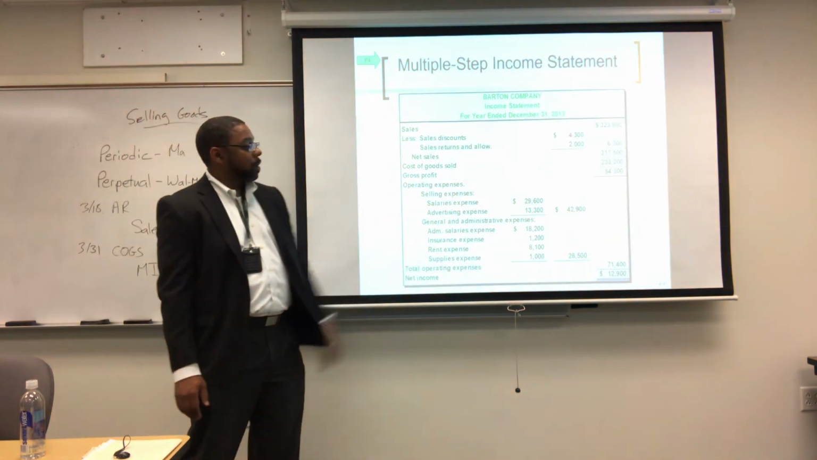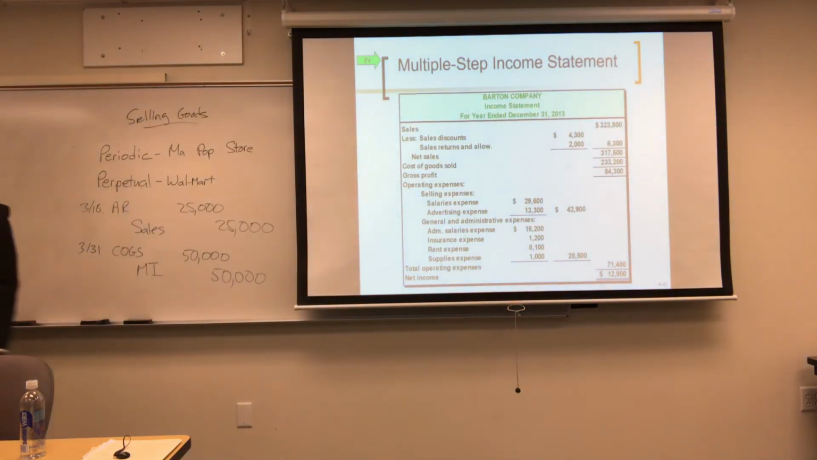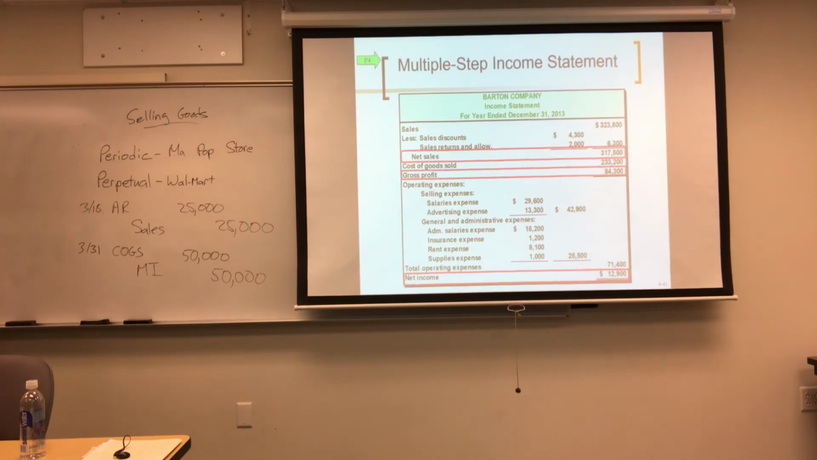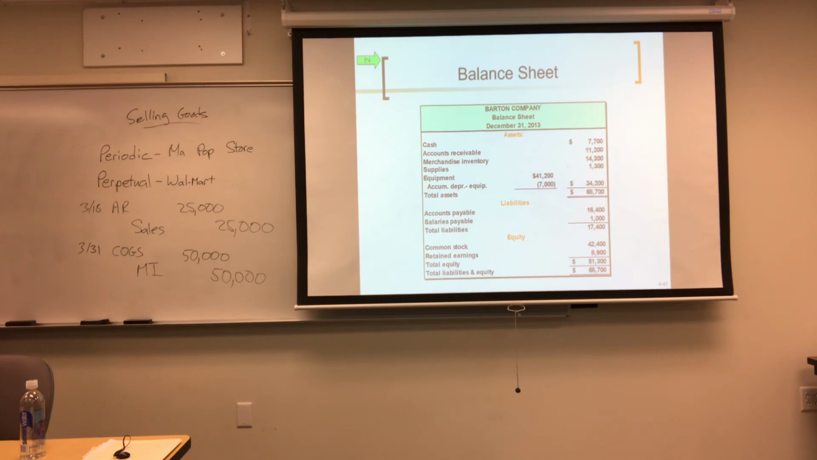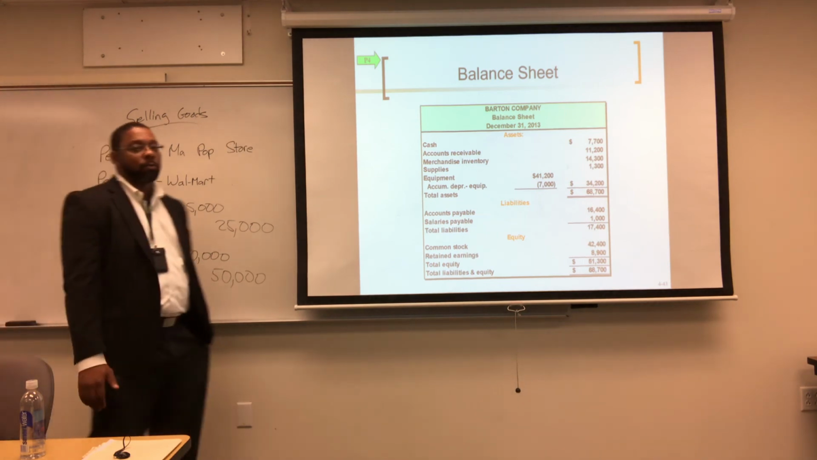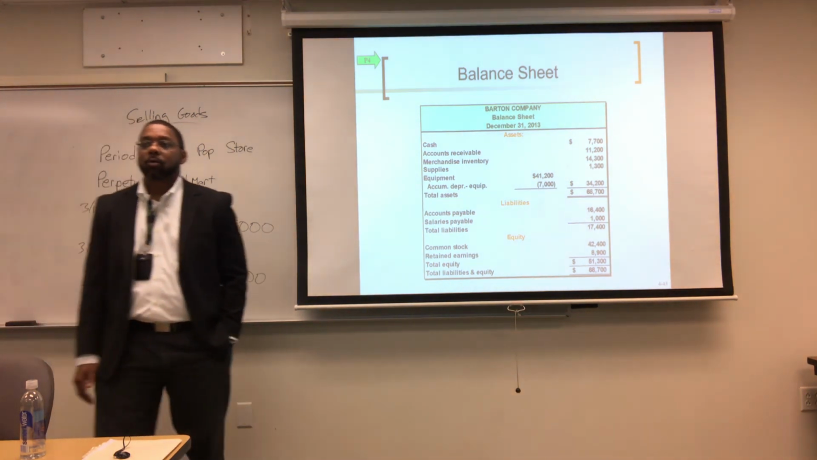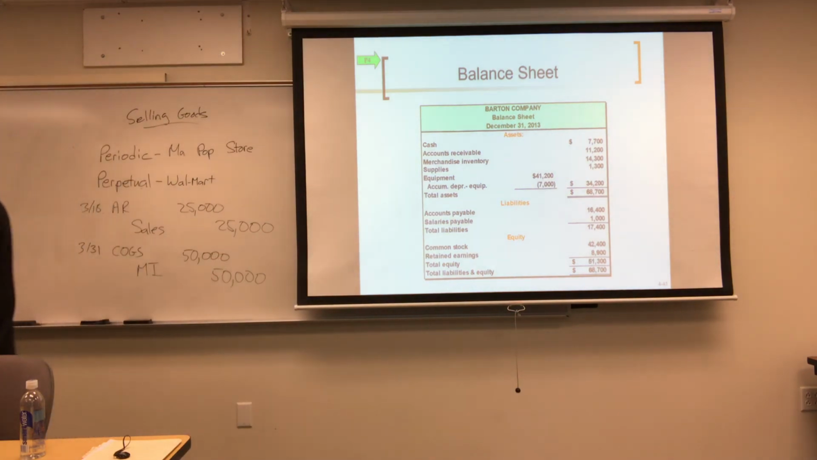Here's our multi-step income statement, or a version of it. We've gone over this quite a bit, so there's no need for me to dwell on it. That's the single-step income statement. I guess they have it here for you to wave goodbye to it one last time, because you won't see it anymore. And this is your classified balance sheet. It's classified because you should see it's in order of what? Liquidity. Fantastic. And here's your ratio.